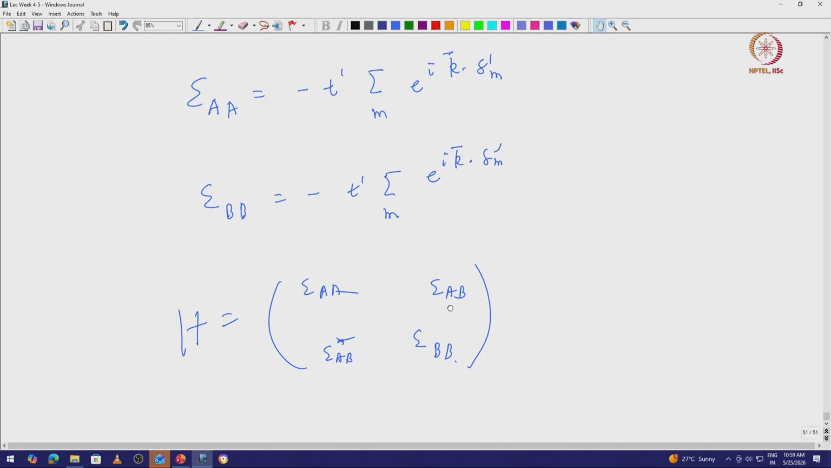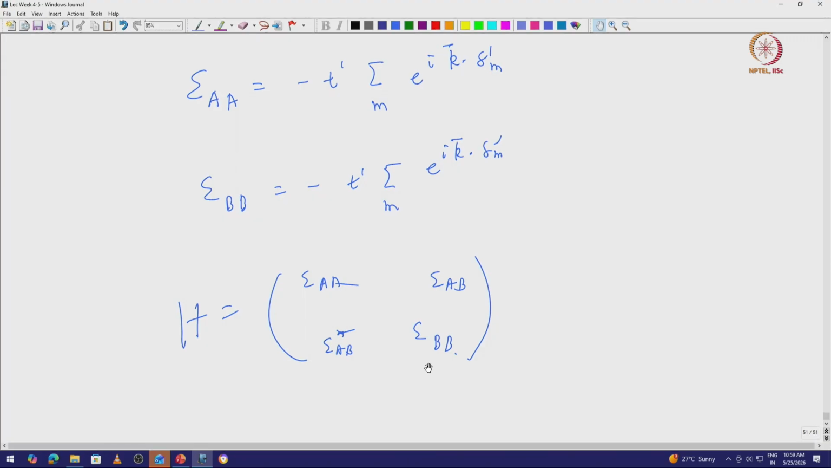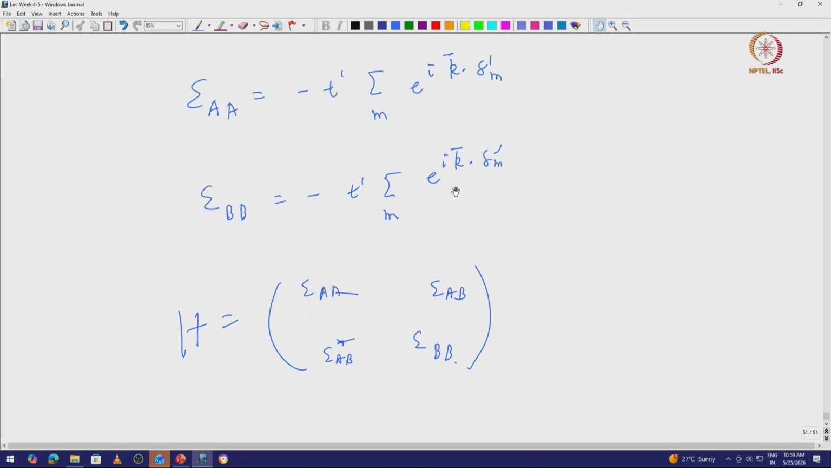these terms we already worked out. Now we are working out this. We can see that because it is the same carbon atom sitting, the hopping is the same. So there is no difference between these two. So there is no D3 term.